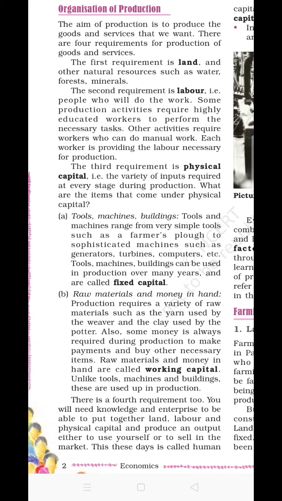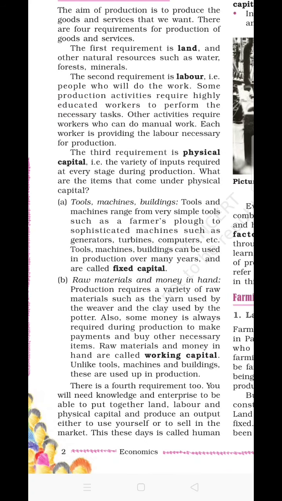Like raw material. If we take the example of industry, I want to produce sugar. For that, I need sugar cane. That is the raw material for me to produce sugar. I need sugar cane to convert it further into sugar. That is working capital. So raw material is also essential for that.